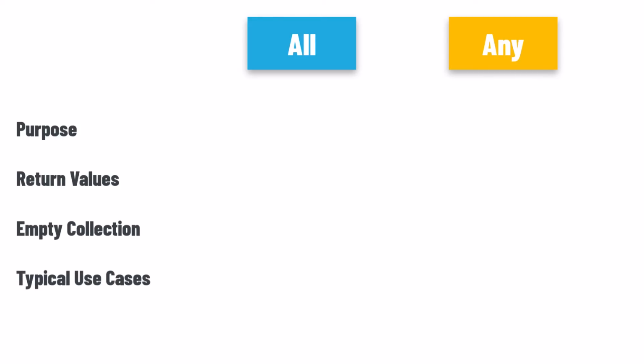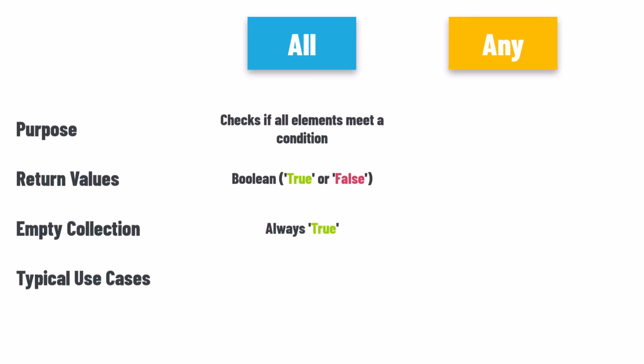The purpose of the All method is to determine whether all elements in a collection satisfy a specified condition. It returns true if every element in the collection meets this condition, but it will return false if even a single element does not. An interesting aspect of the All method is its behavior with an empty collection. It returns true. This outcome is based on the principle of vacuous truth in logic, meaning that since there are no elements to contradict the condition, it is considered to be met by default. The All method is typically used when you need to ensure that every item in a collection adheres to a rule or standard, such as verifying that all numbers in a list are positive.